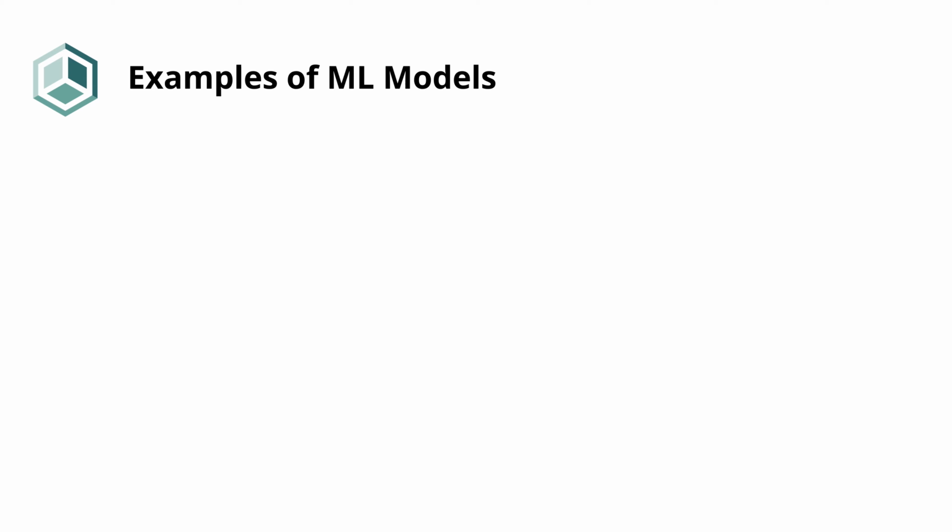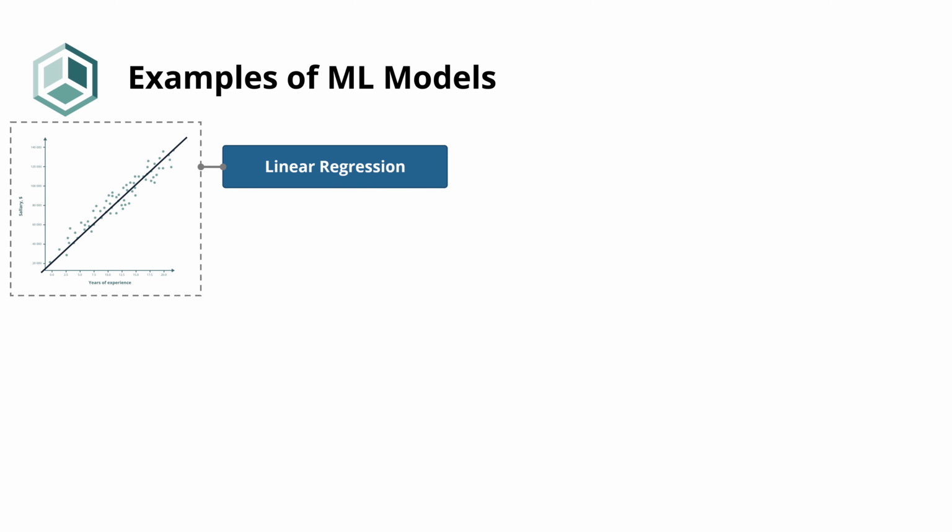One of the most basic models is the linear regression model. It aims at solving the regression problem by constructing a line that passes through all the data points, which is where the word linear in its name comes from. Another popular model is called decision tree.